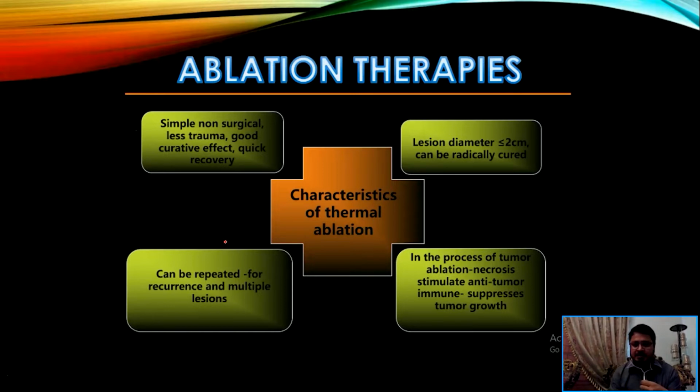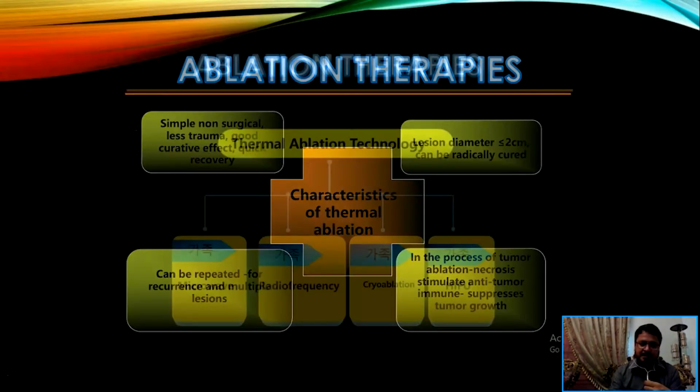Most of the time, lesions less than 2 centimeters in diameter can radically be treated with RFA or microwave ablation. These therapies can be repeated for recurrence or multiple lesions at the same time. These ablation therapies cause necrosis and stimulate an anti-tumor immune response that suppresses tumor growth in the body. So these are some characteristic features of thermal ablation and very basic information.